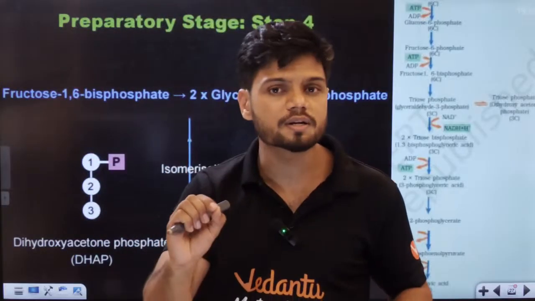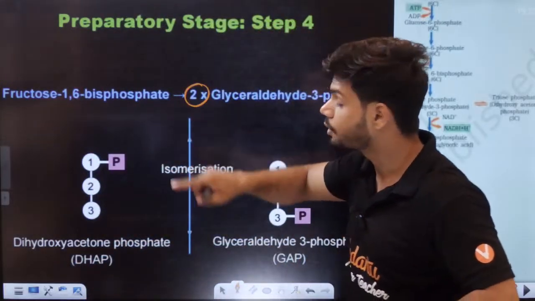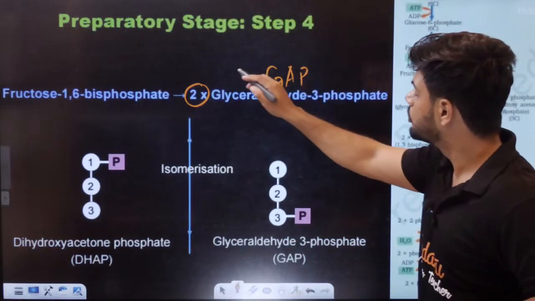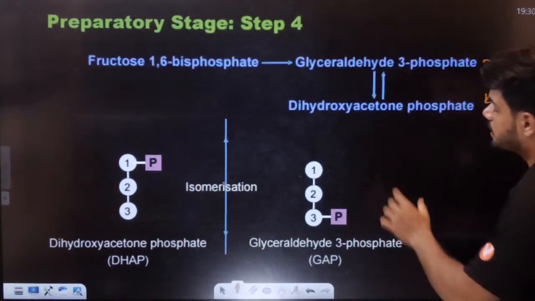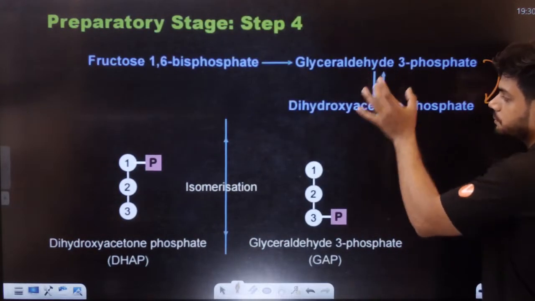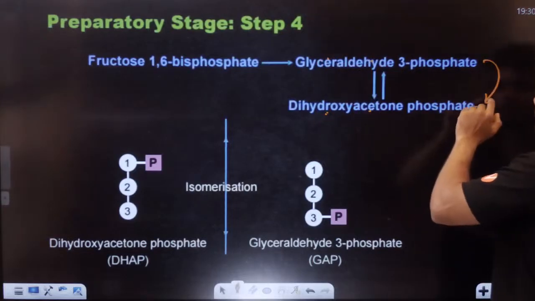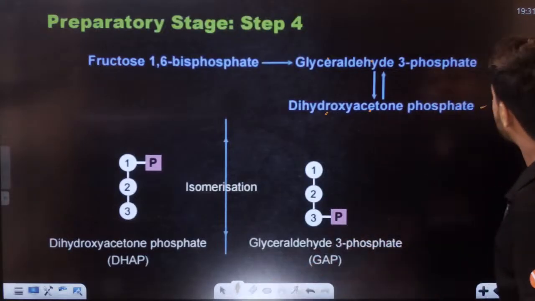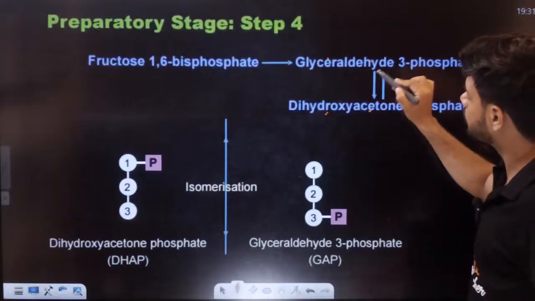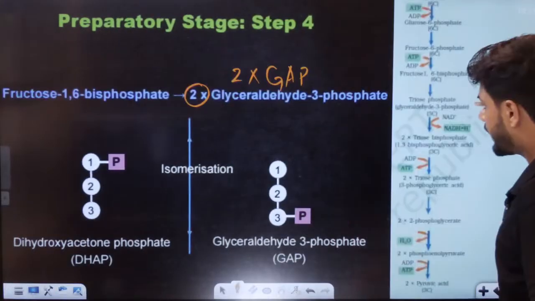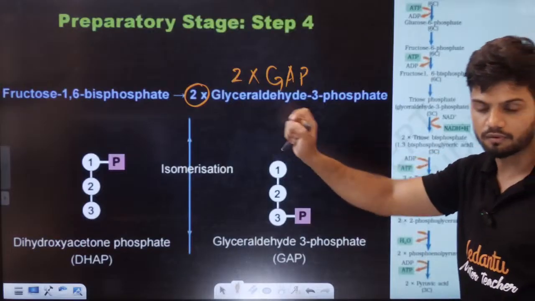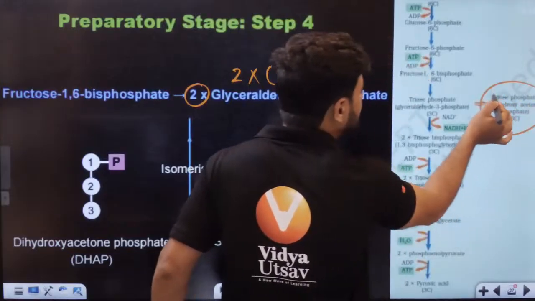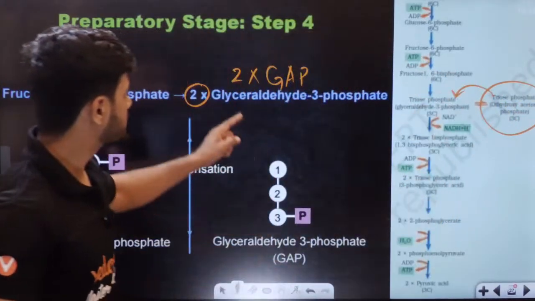So from now onwards, I will always write times 2 from here. Why times 2? Because right now I have 2 molecules of GAP. How come 2 molecules, students? Because this DHAP is converted. This is 1 molecule, and DHAP converted into GAP is another. So in total we have 2 molecules of GAP from here. Can you see here?